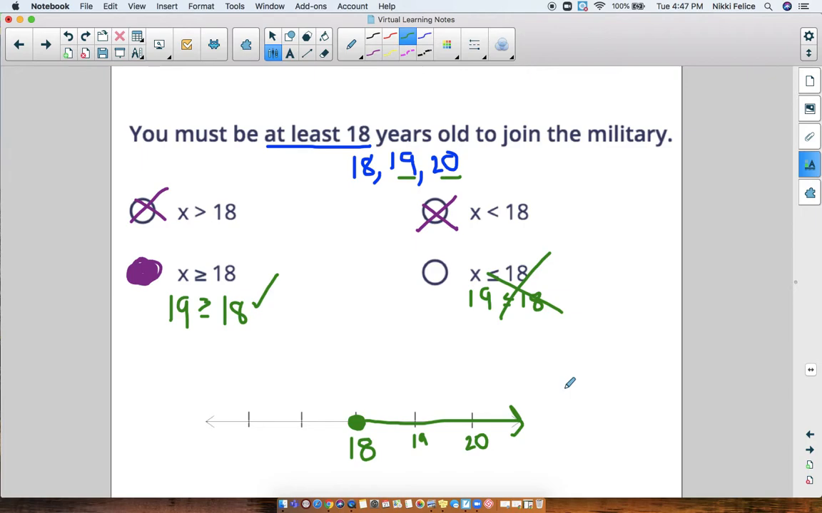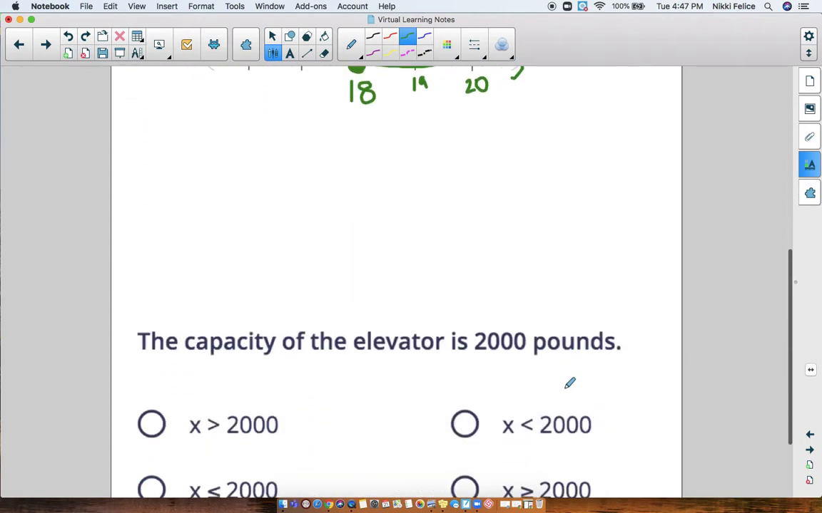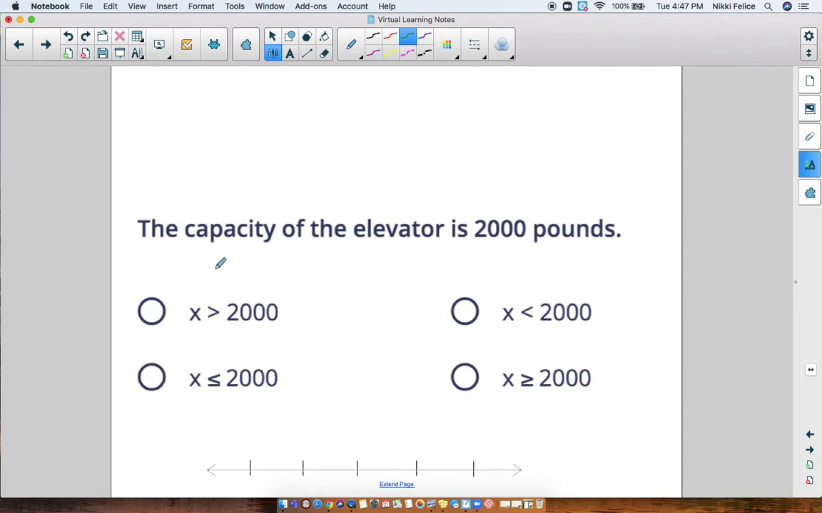We'll do another one. And feel free to pause this video at any time and try to guess the answer before I do it. Okay, so the capacity of the elevator is 2,000 pounds. So what does that mean? If you're over 2,000 pounds, can you get on the elevator? No. What would happen to the elevator if you were over 2,000? The elevator would probably break and fall, and that would be very bad. Can you be exactly 2,000 pounds? Yeah, you can. That is the biggest amount of weight that you could have on the elevator.